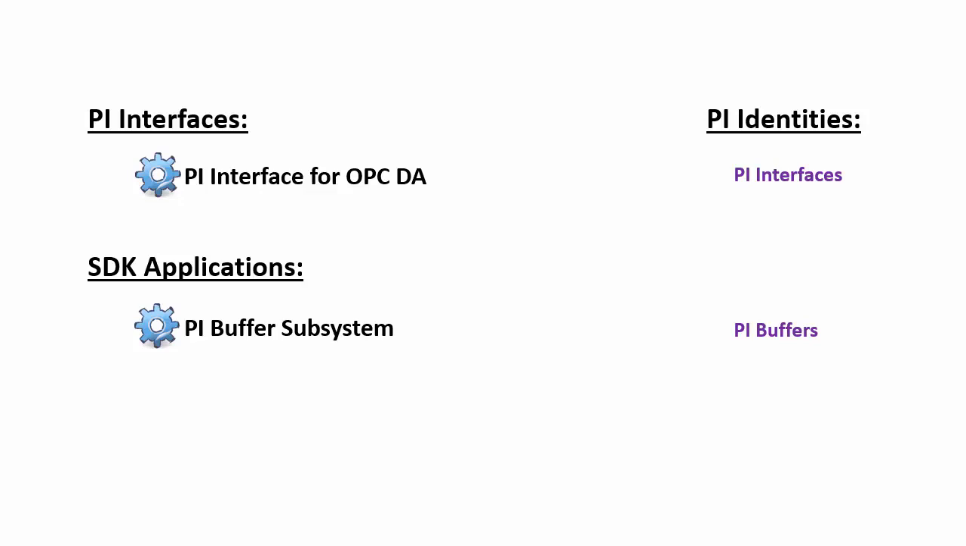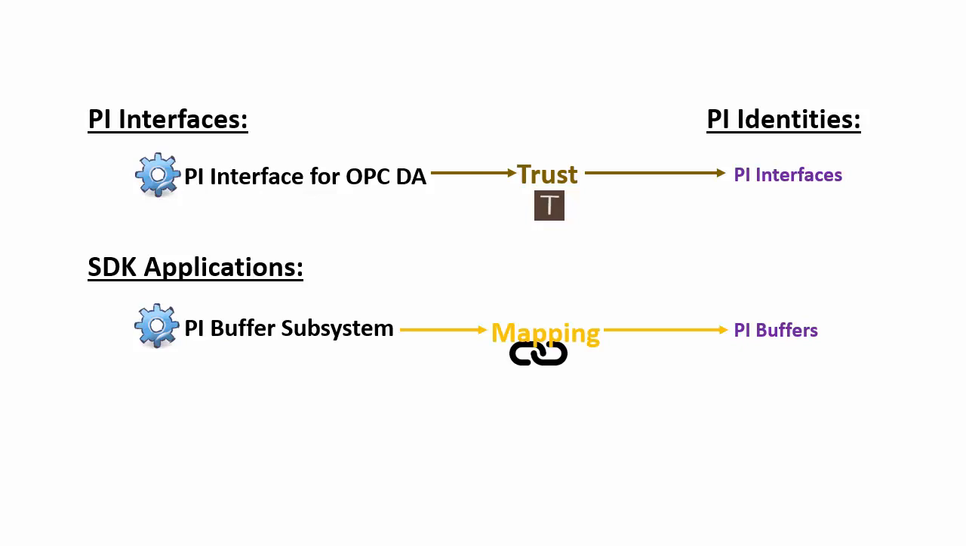So for the PI interface, we're going to be creating a trust, and almost all PI interfaces connect to the PI Data Archive using the PI API protocol. Because of this, we have to use trusts. We cannot use mappings. However, if we are using PI Buffer Subsystem version 3.4.380.79 and later, we are going to be able to use a mapping for PI Buffer Subsystem. And in this system, I'm going to be able to do that because I'm running all the latest versions.